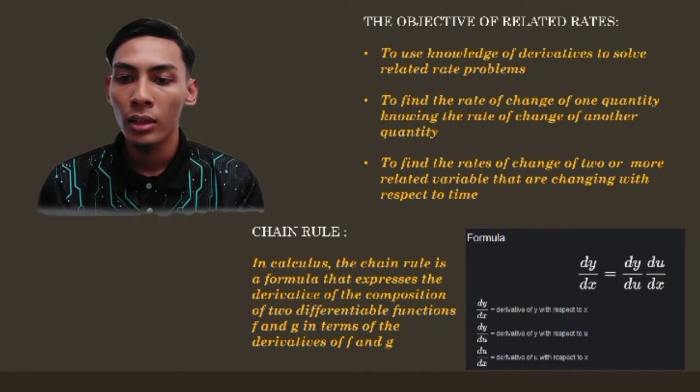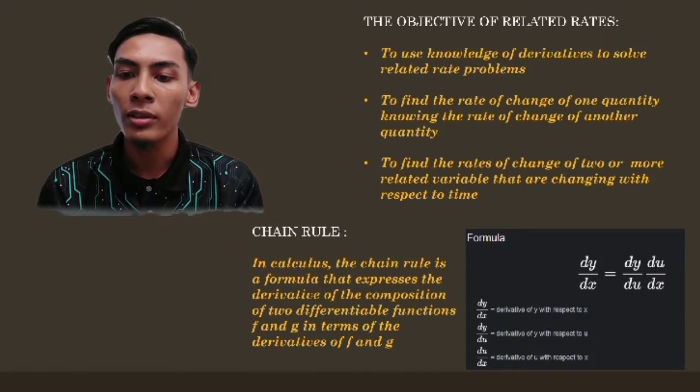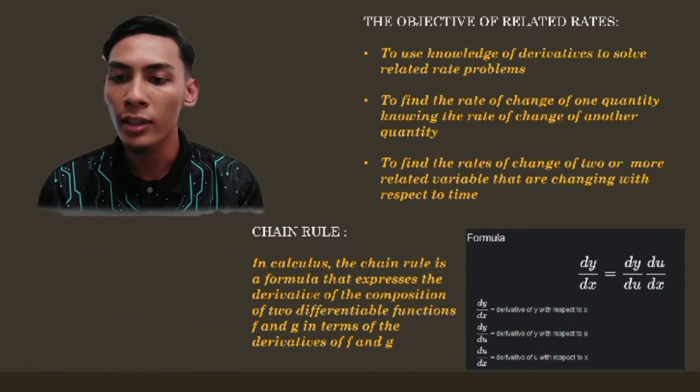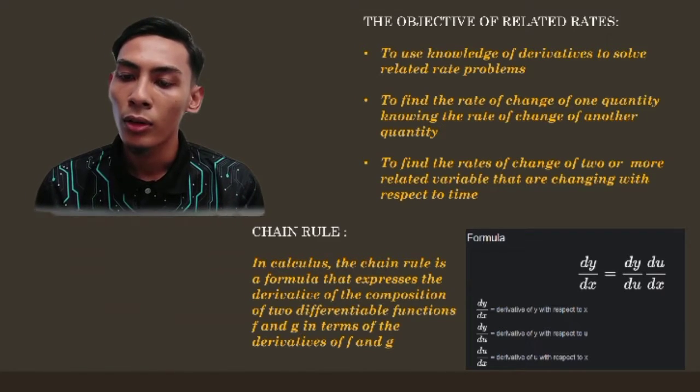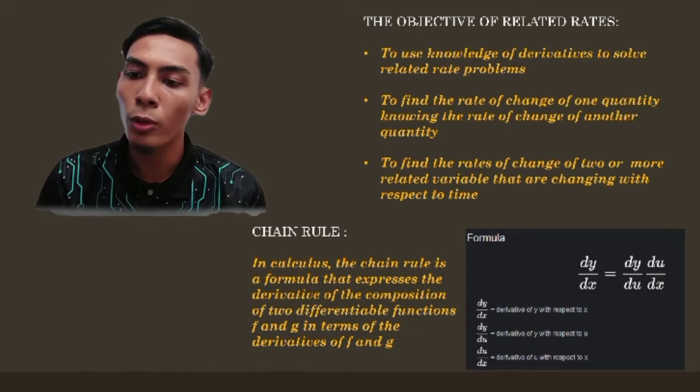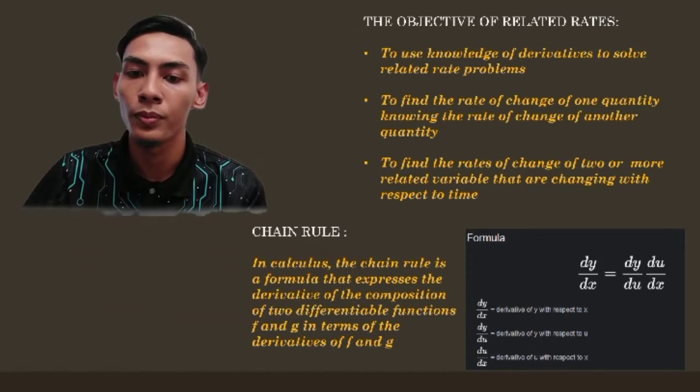In calculus, the chain rule is a formula that expresses the derivative of the composition of two differentiable functions, f and g, in terms of the derivatives of f and g. As you can see, on the bottom right is the formula of the chain rule.